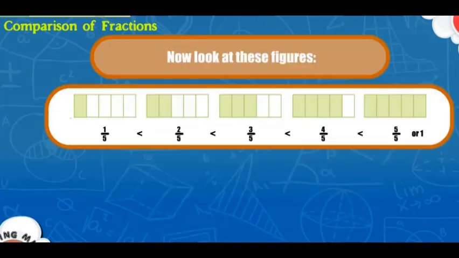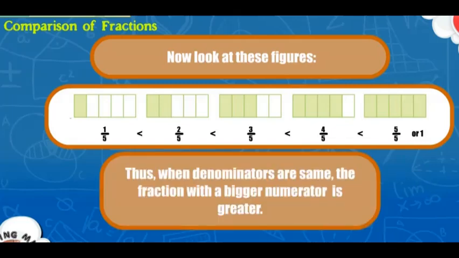Now look at these figures. 1/5 is lesser than 2/5, which is lesser than 3/5, which is lesser than 4/5, which is lesser than 5/5 or 1. Thus, when denominators are same, the fraction with the bigger numerator is greater.